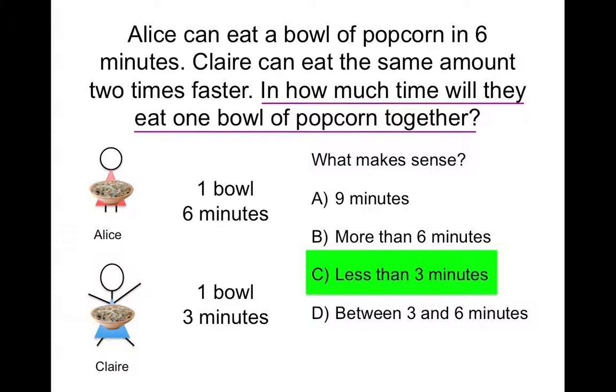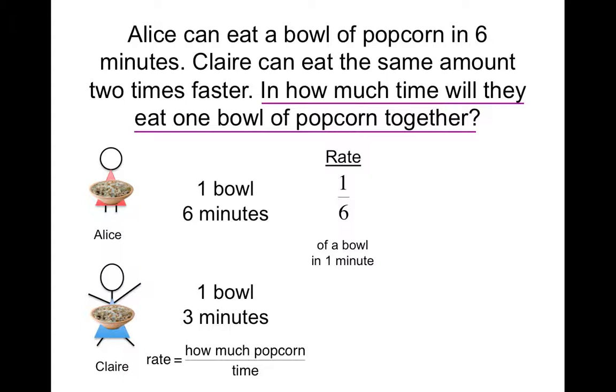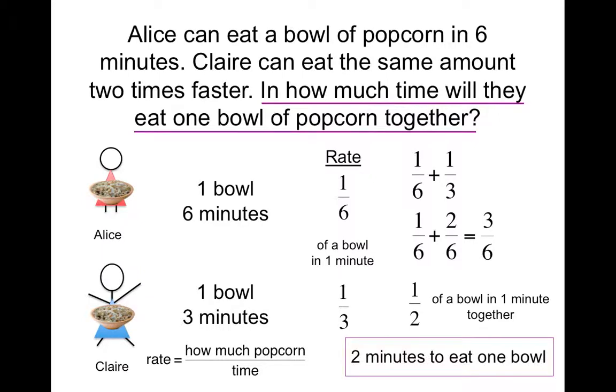So how can we figure out the time exactly? We'll have to combine their rates together. Each girl's unit rate would be how much popcorn divided by time. This will tell us how much popcorn they can eat in 1 minute. Alice can eat 1/6 of a bowl every minute, and Claire can eat 1/3 of a bowl every minute. If we add these together, we have to get the same denominator and then keep the denominator and add the numerators. We get that they eat 3/6 or 1/2 of a bowl in 1 minute if they're working together. This means it will take them 2 minutes to eat one bowl.